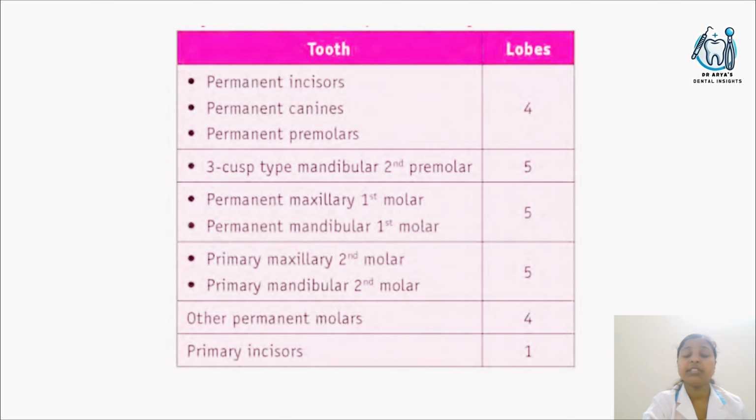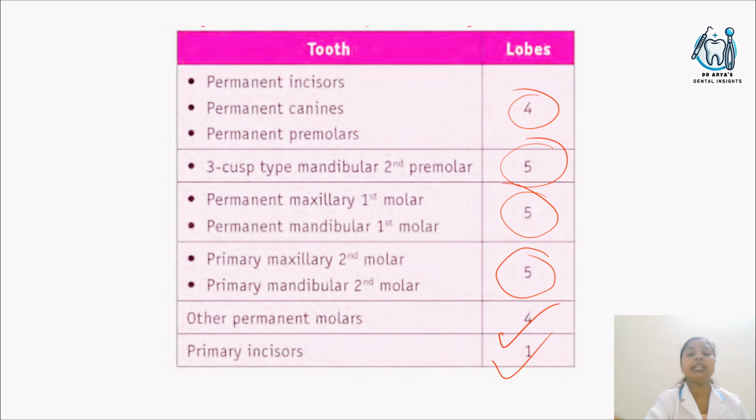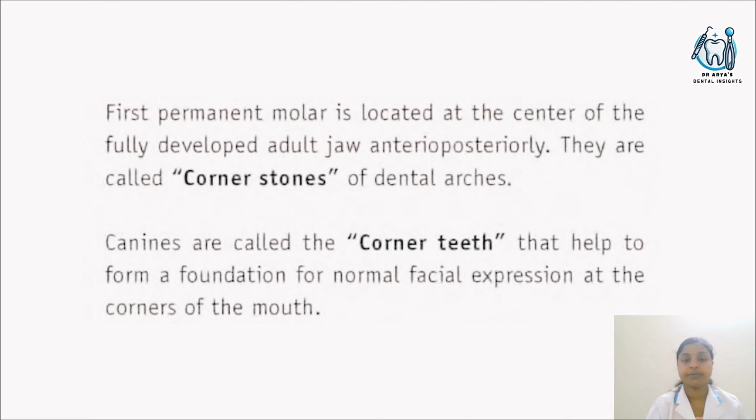How many lobes are there for this tooth? For permanent incisors, canines and premolars, there are 4 lobes. 3 cusp type, that is mandibular second premolar, is 5. Permanent maxillary first molar, and for mandibular first molar it is 5. And for primary maxillary second molar and primary mandibular second molar also 5. In other permanent molars it is 4, and for primary incisor only 1 lobe is there.